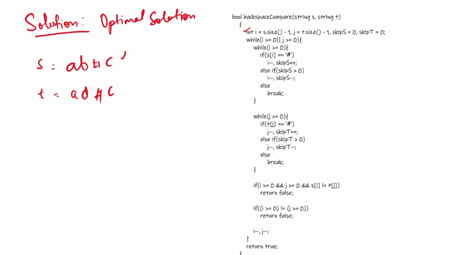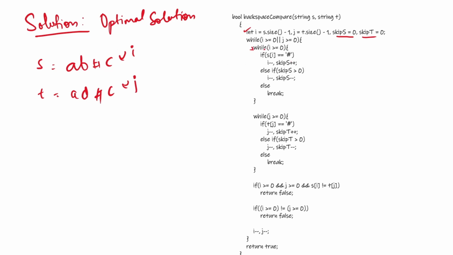So I am initializing my i to the end of s and j to the end of t. Then I am making two variables, skip s and skip t. So what I am doing is, until I reach the end, while i is greater than 0 and j is greater than 0, I will use this loop.